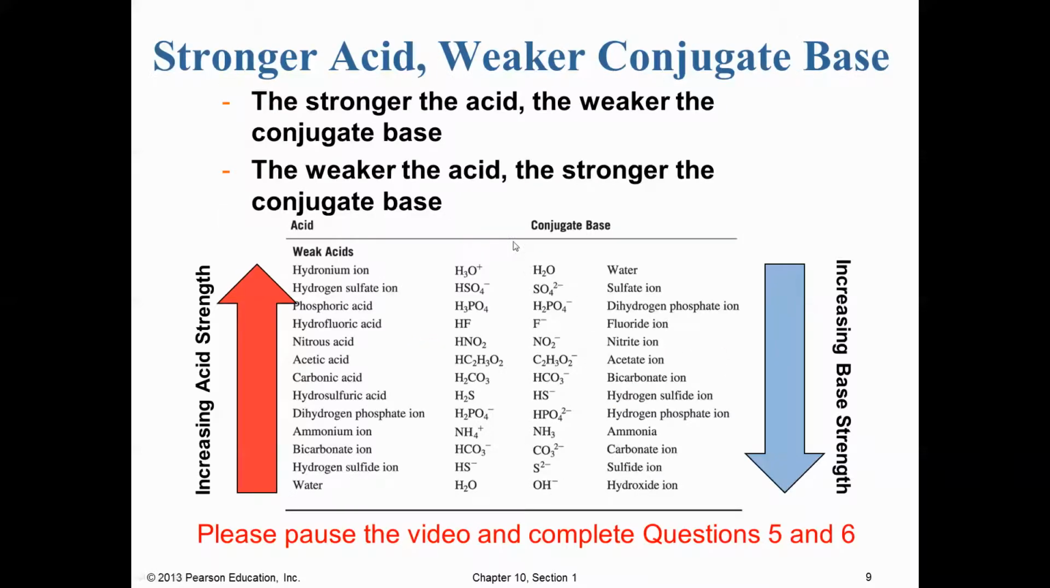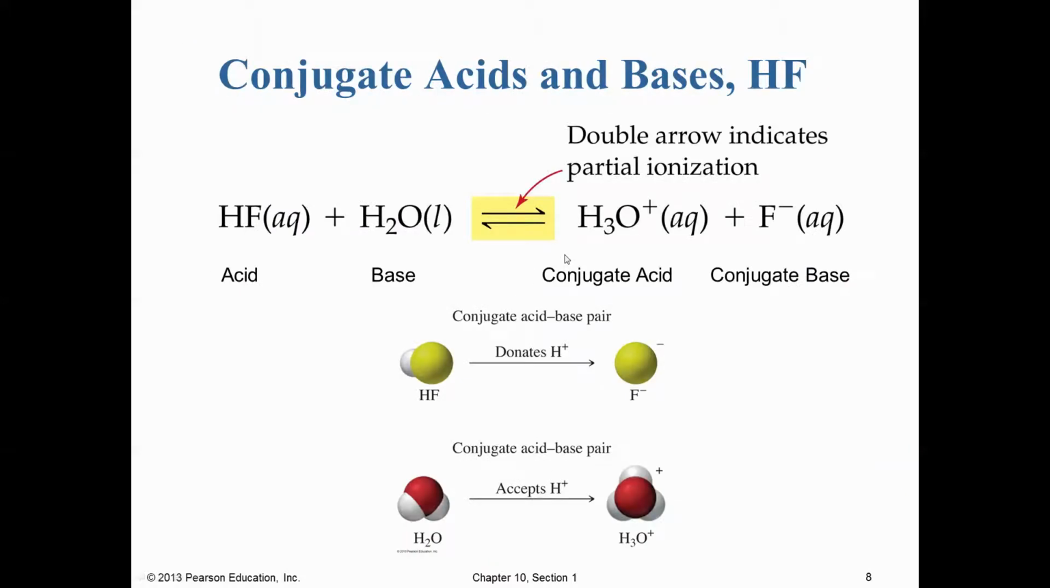Our relationship here is the stronger the acid, the weaker the conjugate base. The weaker the acid, the stronger the conjugate base. Now let's go back for a moment and take a look at this. The reason for this is in order for our reaction to go in reverse, our fluoride has to be able to accept protons. The better proton acceptor this is, the more it's going to drive that reaction back towards the left side. So the stronger this conjugate base, the less able our acid is to donate protons.